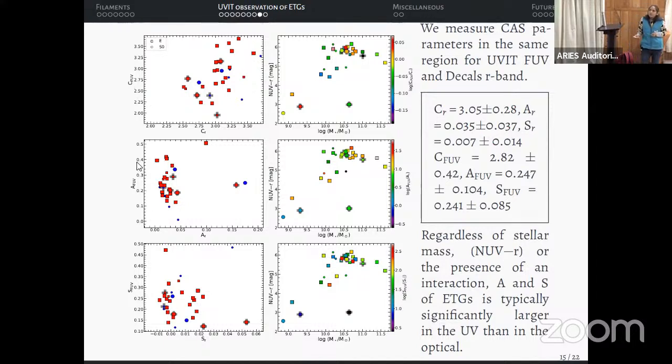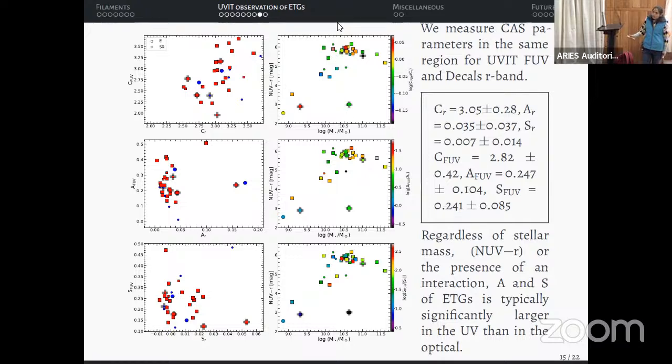This is FUV concentration, optical concentration, FUV asymmetry, optical asymmetry, FUV clumpiness versus optical clumpiness. These crosses are where we found some signs of interaction. Mostly the concentration was roughly the same for UV and optical. But if we look at the asymmetry, the FUV asymmetry was quite a bit higher than the optical asymmetry, about 10 times, and same with the clumpiness parameter.